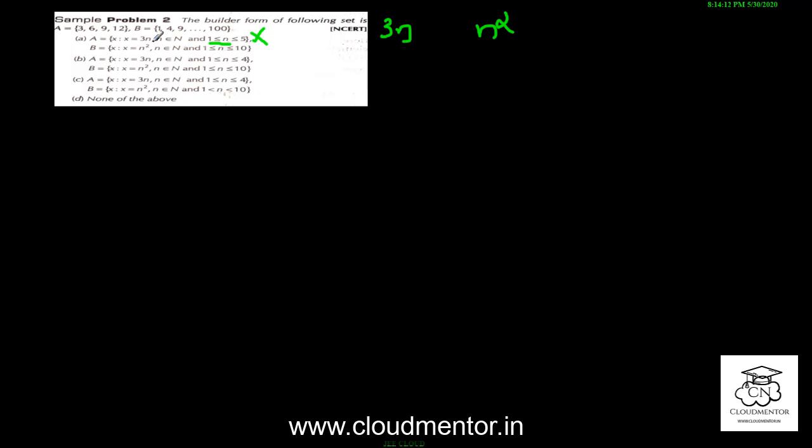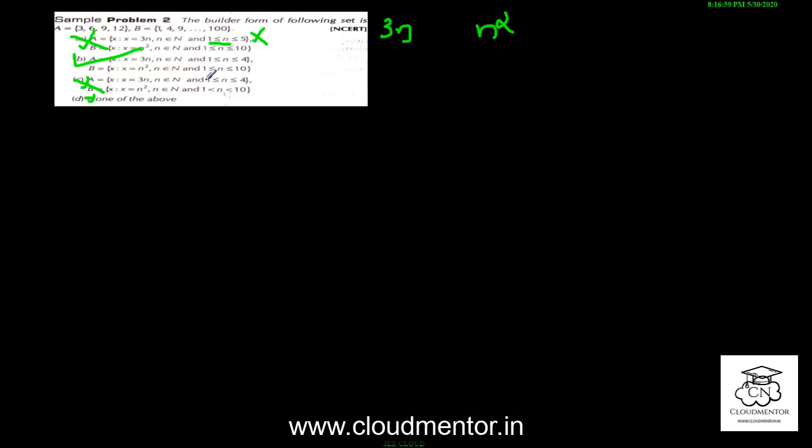So let's now look at B also. For B, it must be between 1 and 10. 1 squared is 1 and 10 squared is 100. So here we can eliminate option A and option B. The 10 is not included; it is less than 10. It is told that it is between 1 and 10. So option C is also wrong, and option B is the correct answer.